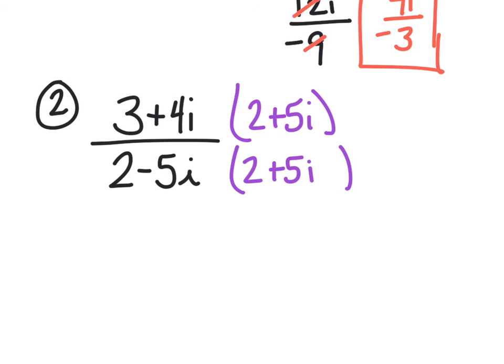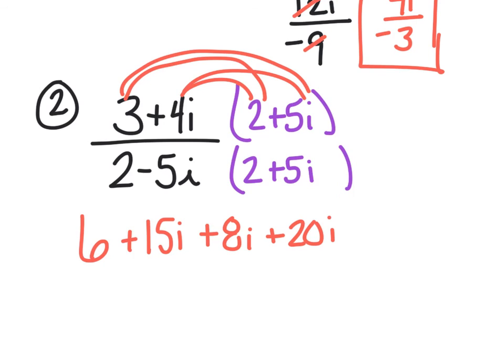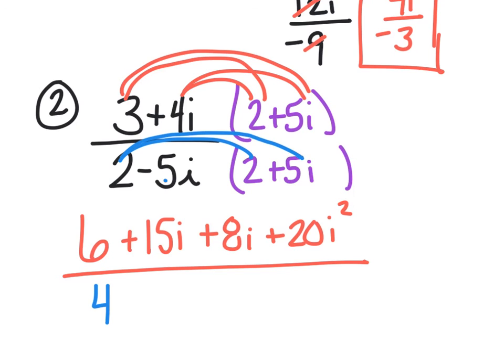So just be real careful with your FOIL. 3 times 2 is 6, plus 15i, plus 8i, plus 20. i times i is i squared. On the bottom, okay, FOIL again, 2 times 2 is 4. Because these are conjugates, what happens to your middle term? Hopefully you know they cancel. If not, write them out for yourself. Lastly, am I going to get a positive or a negative? Hopefully a negative. 5 times 5 is 25. i times i is i squared.